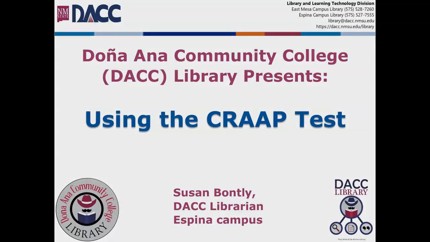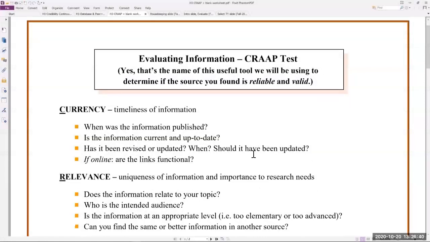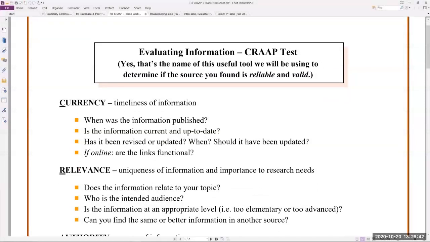Handout 3. It's called the CRAAP Test. This comes from California State University at Chico, who developed this for their students. I will start off by saying, even though it says it's like a checklist, don't treat it like a checklist.